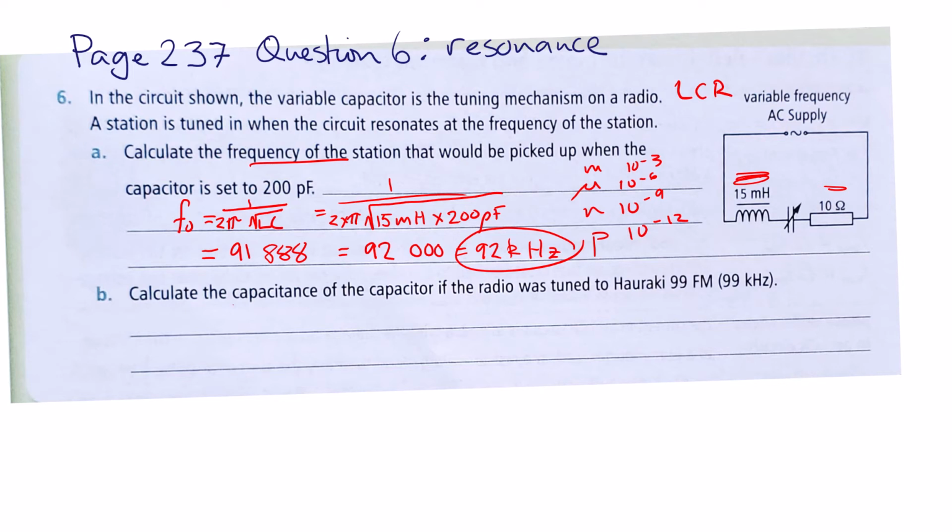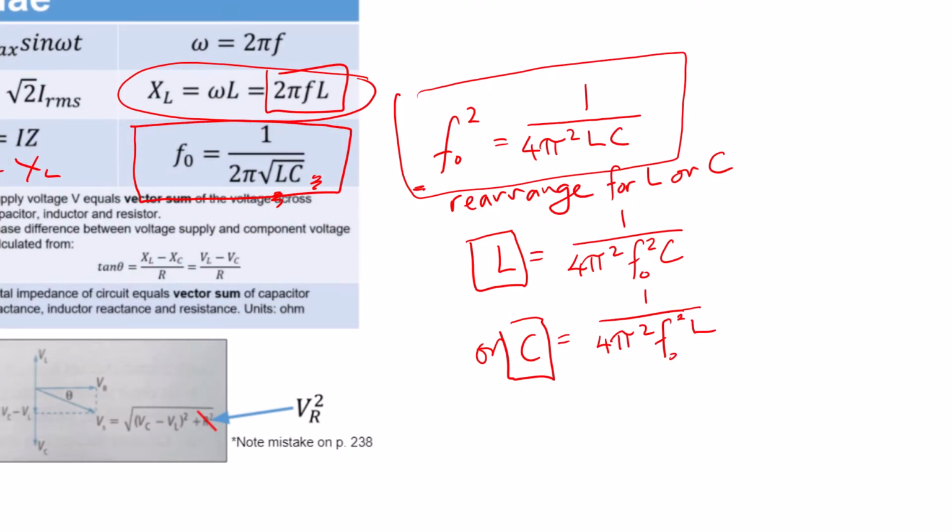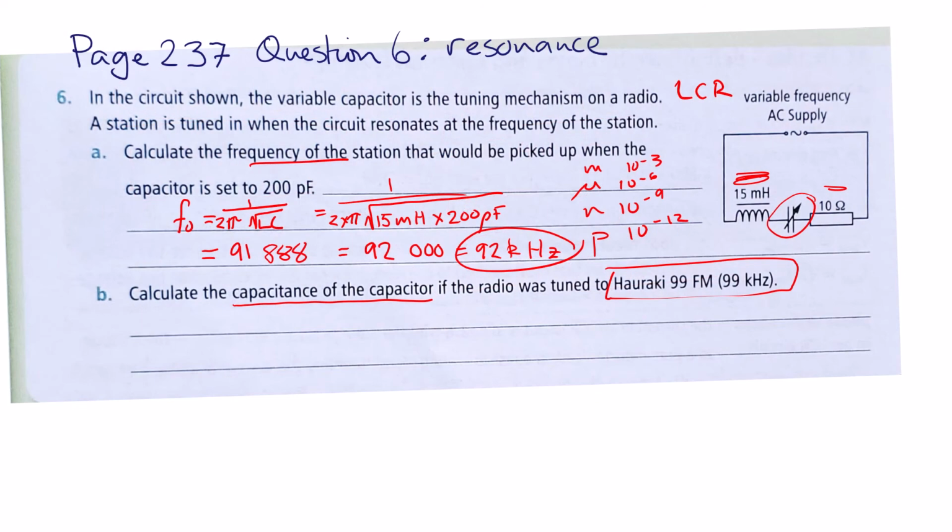Now calculate the capacitance of the capacitor, a variable capacitor, if our radio is tuned to a station at 99 kilohertz. Let's go and check our formulae again. Our formula here for capacitance is going to be this one here, the rearrangement of that formula. So let's try that then.